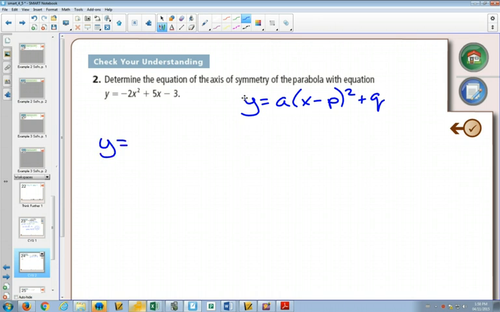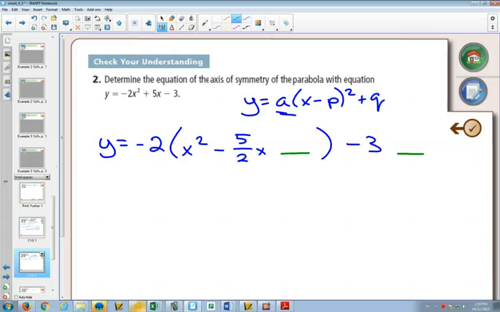Now for this one, we're going to deal with some fractions. First step is you're going to factor out that a value out of the first two. But now when I take a negative 2 out of a positive 5, factoring is like dividing. I'm going to get 5 over 2x. I still have the minus 3 here, and I leave a space.